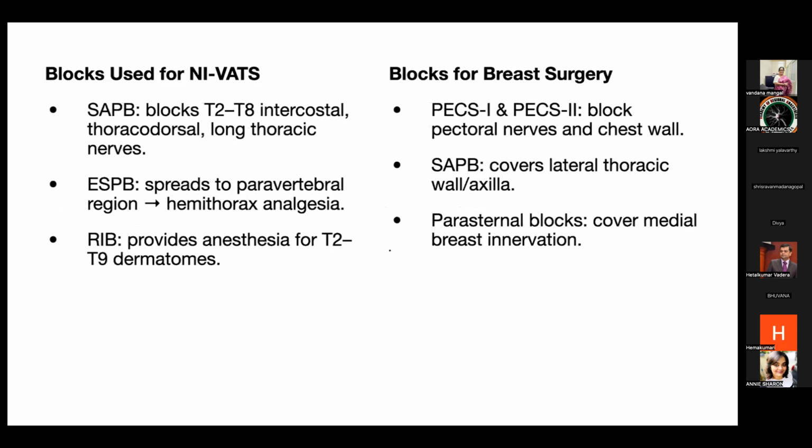According to the study, blocks used for your non-intubated VATS surgeries are your serratus anterior plane block, your erector spinae plane block, and a rhomboid intercostal block. And for your breast surgeries, you use your interpectoral plane block and pectoserratus plane blocks. And then you have the serratus anterior plane block and your parasternal blocks, which will cover the medial breast innervation.